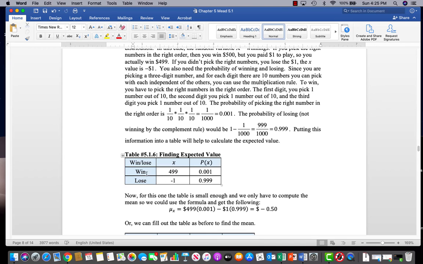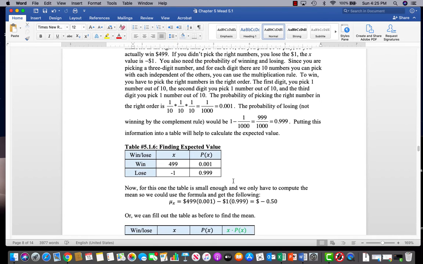So here in the probability for the win or lose, you could win. Well, you would win 500, but you spent $1 for the ticket, so you really have won $499. And the probability of winning that $499 is 0.001. The other option is you lose. You lose your dollar, -1, that's why it's negative. And the probability of that is, again, the complement. So 1 minus 0.001 is 0.999.